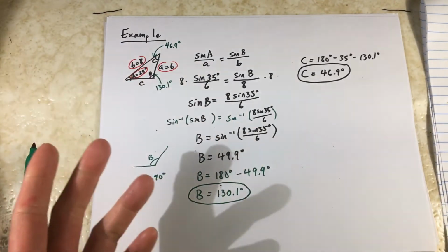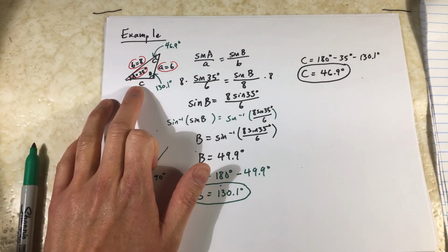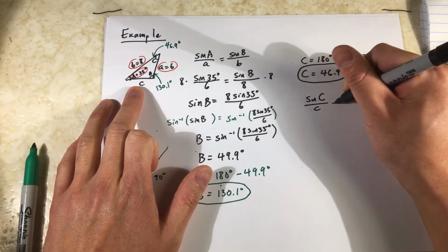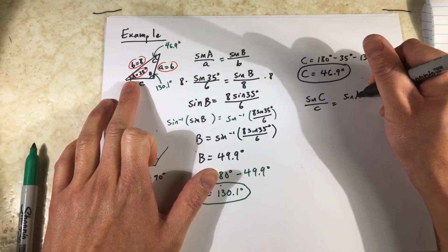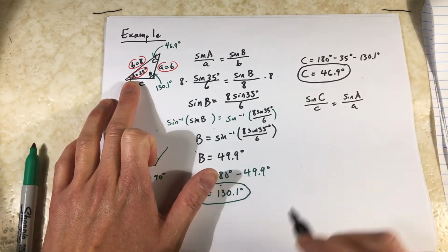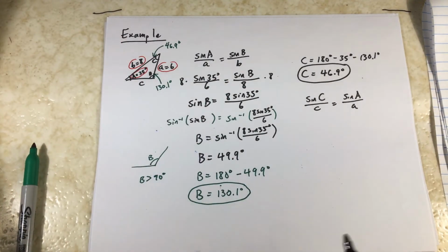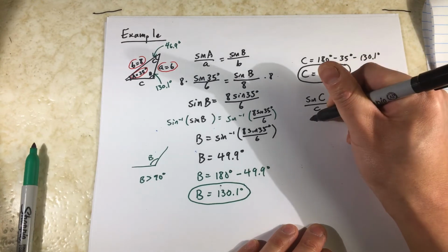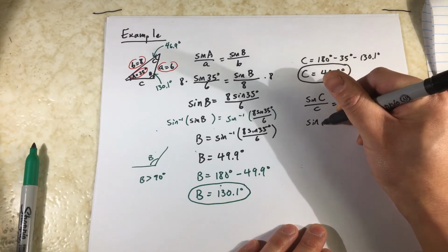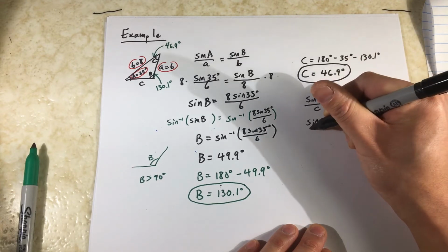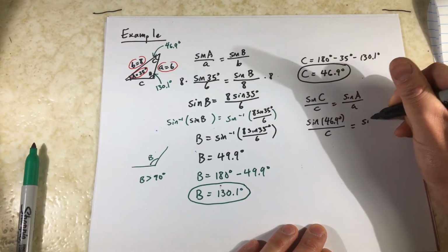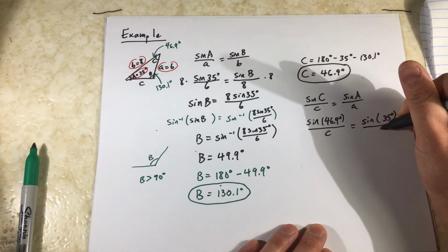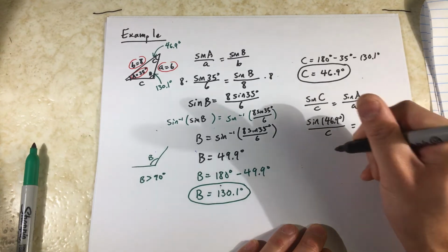All right, now I have all the angles. I've got two of the sides. Now I just need to do law of sines one more time to solve for this. So I'm going to do sine of angle C over C, and I'm going to do sine of A over A. I could also do sine of B over B because I know that combination as well. So for solving side C, I'm going to flip both sides. Actually, let me just plug in first. Sine of 46.9 divided by C equals sine of 35 degrees over 6. So I'll flip both sides.